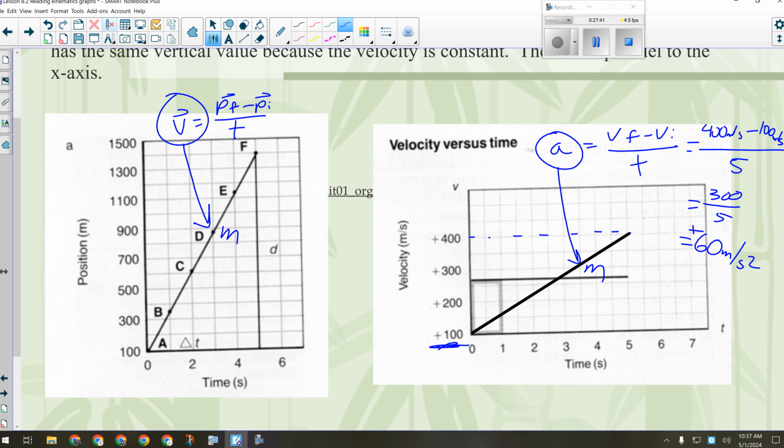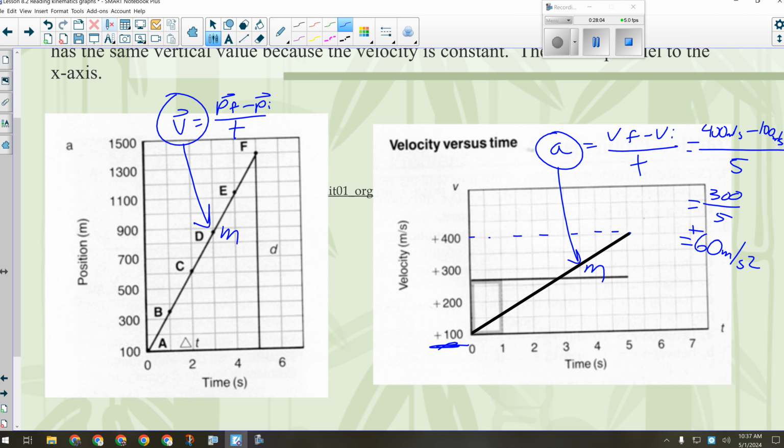All right. Do I have to memorize that the slope of a line on a velocity versus time graph is acceleration? I can, but I'd much rather do what I did, which was apply the same skill I had on the position time graph to the velocity time graph, or whatever time graph. Doesn't matter. I can apply that skill to any graph.